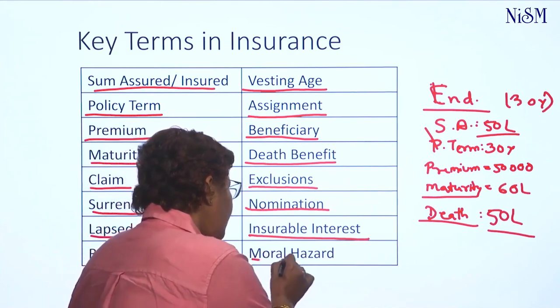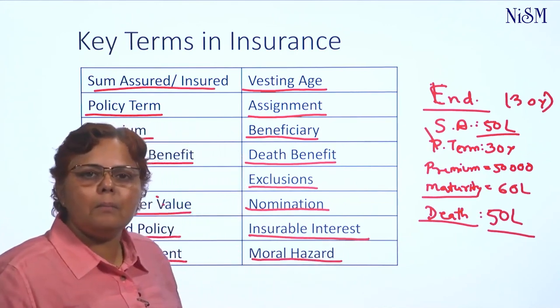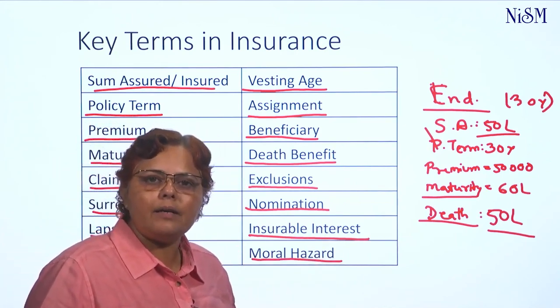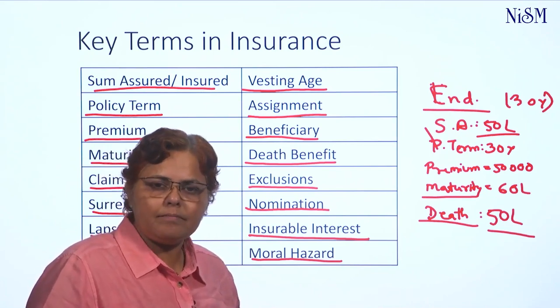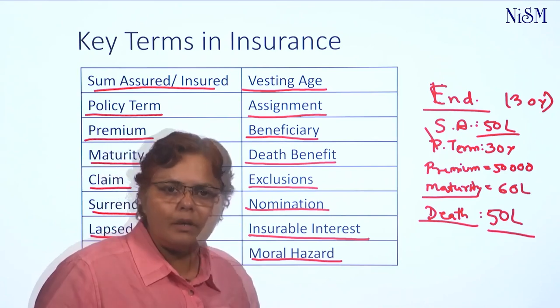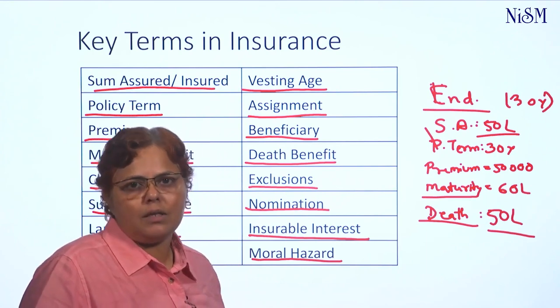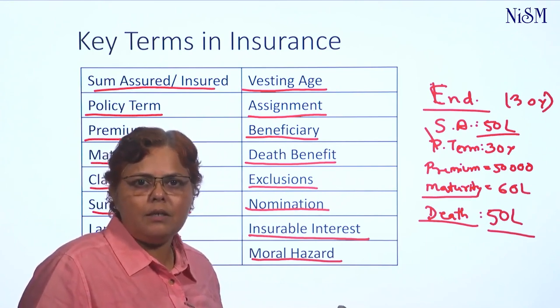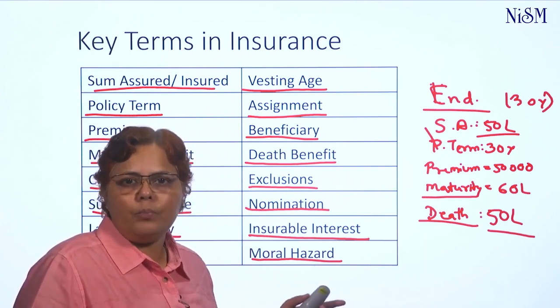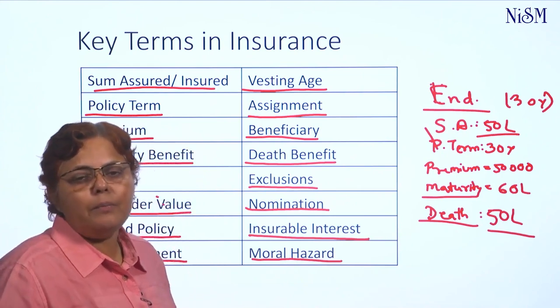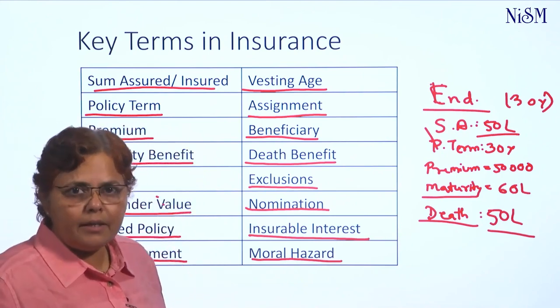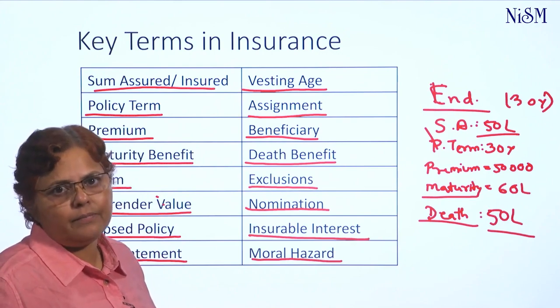And what is moral hazard? Moral hazard is nothing but, I have taken the insurance and now I am getting into adventure sports, or there is a suicide attempt. This is moral hazard. In such cases, insurance will not be liable to pay any money. So these are some of the important terms which are there in insurance.